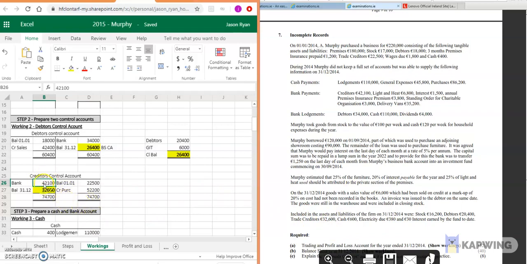So what we'll have here is bank 42,100, we have our closing balance figure of 32,600, and our balance figure of 22,500. So you need to calculate what our credit purchases are. So you're going to add your bank and your balance on the debit side to get 74,700. Then you're going to take away the balance of 22,500, and that's going to give you a credit purchase then of 52,200. And then once again, that's going to be used to calculate your total purchases.